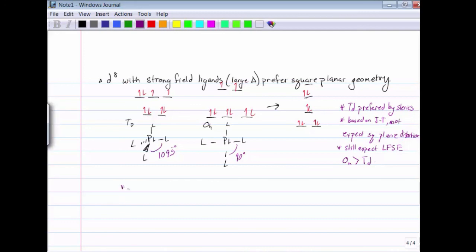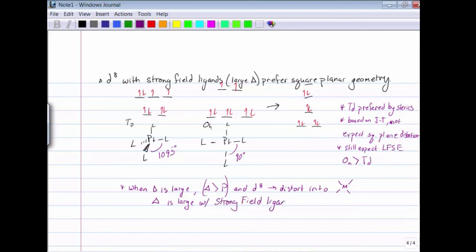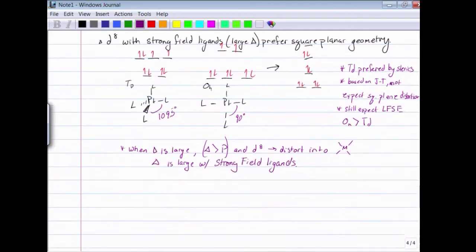And so only when delta is large, in other words, when delta is greater than the pairing energy, and you have a d8, this will distort into a square plane. And this happens because delta is large. Delta is larger with strong field ligands, so it depends on the spectrochemical series here.